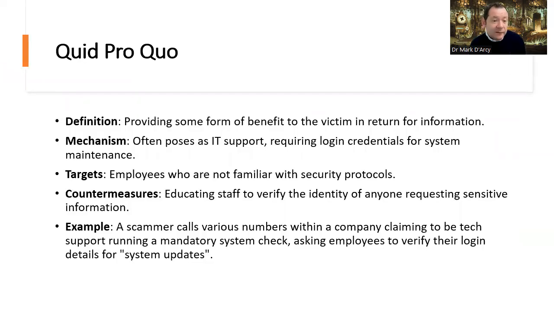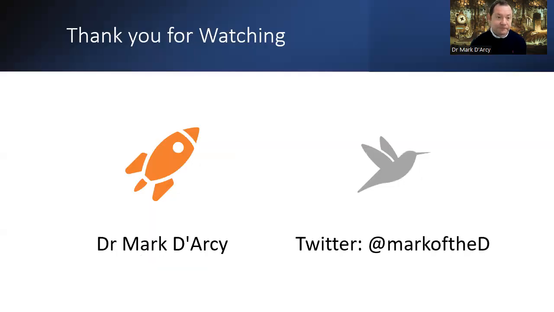Quid pro quo. So providing some form of benefit to the victim in return for information. So a mechanism often poses as IT support, requiring login credentials for system maintenance to improve your system. Targets are employees who are not familiar with security protocols. The countermeasures: educating staff to verify the identity of anyone requesting sensitive information. Example: a scammer calls various numbers within a company claiming to be tech support, running a mandatory system check, asking employees to verify their login details for system updates. Do not fall for that.